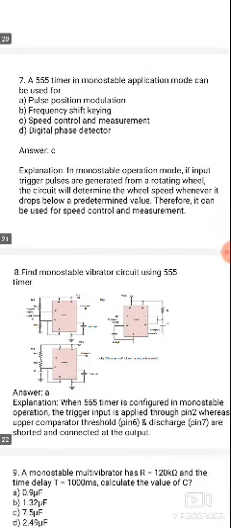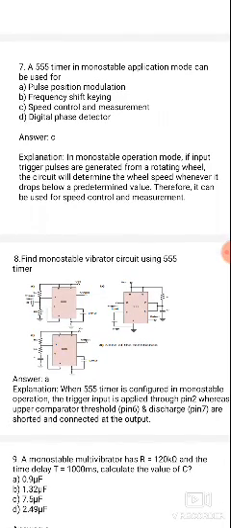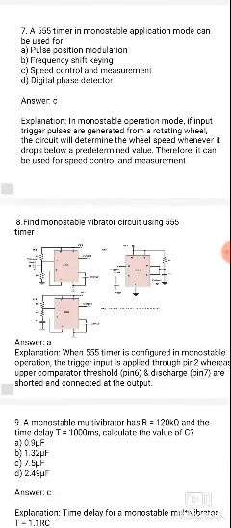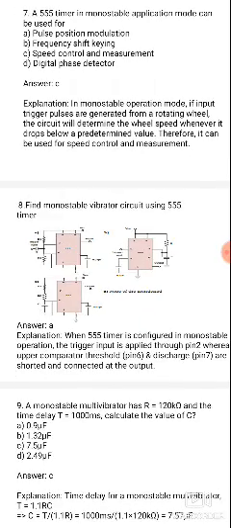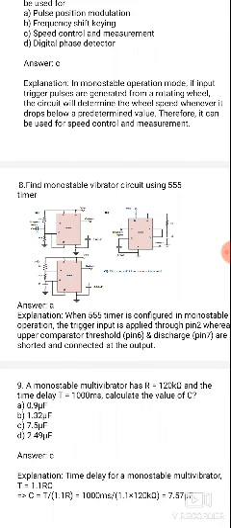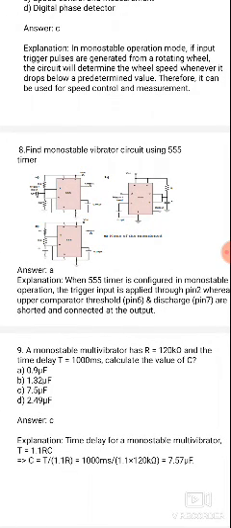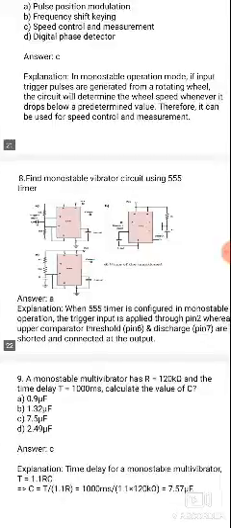By using the 555 IC we can construct the monostable multivibrator, and it can be used for speed control and measurement. So the answer is C. In monostable operation mode, if input trigger pulses are generated from a rotating wheel, the circuit will determine the wheel speed. Whenever it drops below a predetermined level, that is below 1/3, it can be used for speed control measurement. So the main application of monostable is speed control measurement.